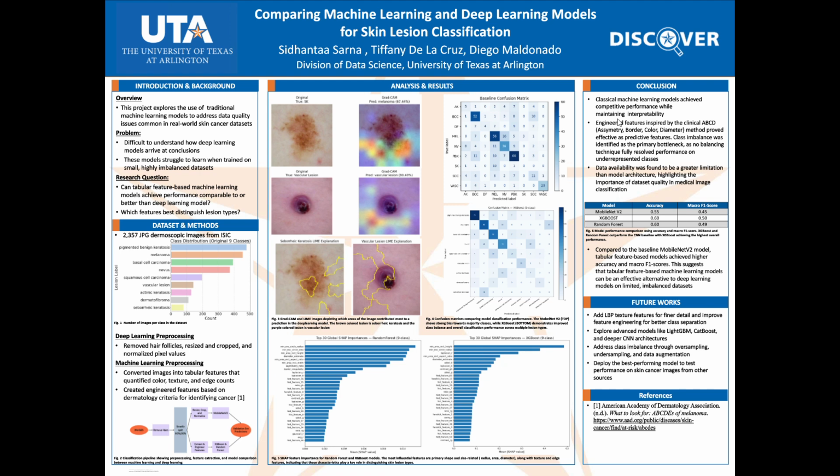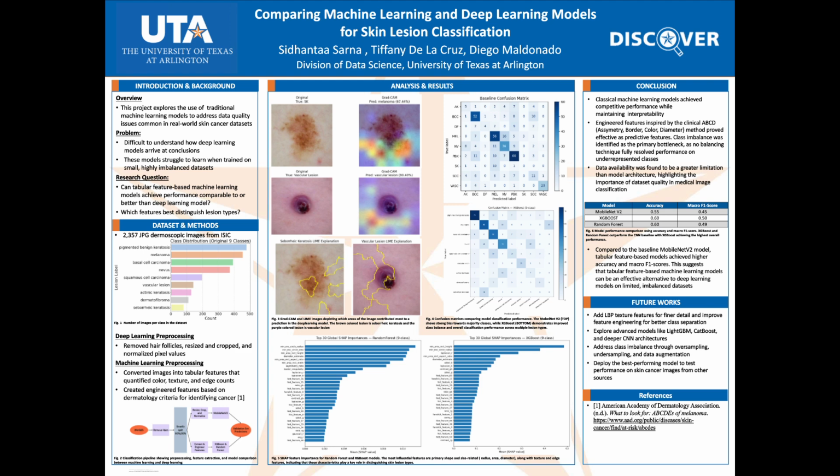And our total conclusion is that classical machine learning models actually achieve competitive performance compared to deep learning neural networks. As you can see here, the macro F1 score of our best performing machine learning model was 50% and an accuracy of 60%, compared to just 45% macro F1 score of the MobileNet V2 model and the 55% accuracy of the MobileNet V2 model as well.